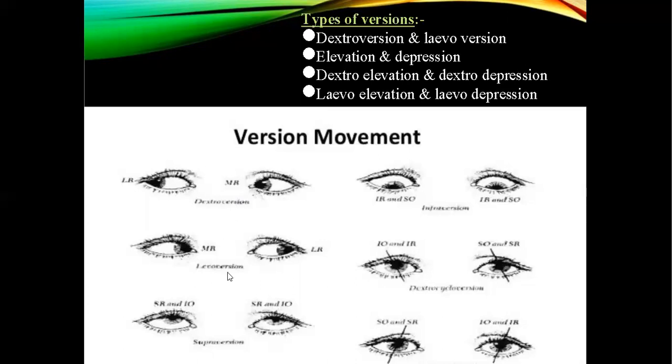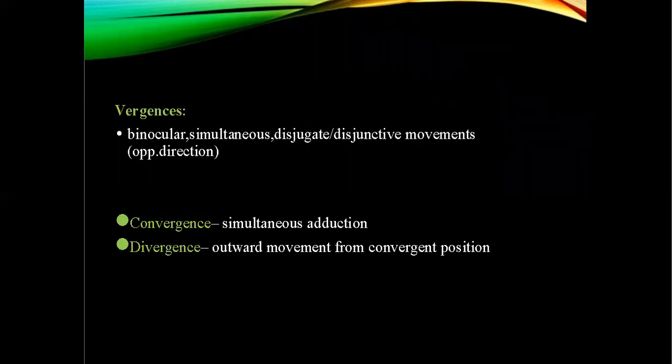Similarly, this is levoversion. Then there is elevation, then there is depression, then there is dextro elevation, dextro depression. Unfortunately the picture is not very clear, but dextro elevation means movement upwards and towards the right, and dextro depression means downward movement towards down and right. Levo elevation means movement towards left and up, and levo depression means movement towards left and down.